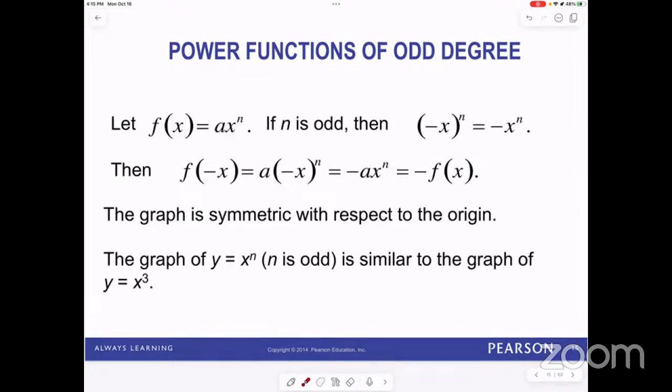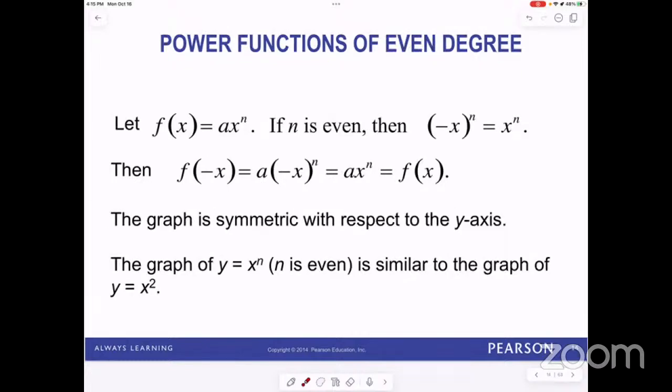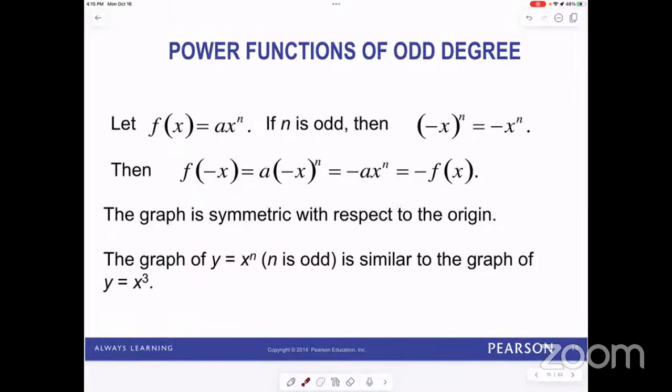Okay, so a quick recap. Whenever we evaluate f of negative x and we get back to the original, that's the definition of a function being even. And when we evaluate f of negative x and we get a negative times the original, that's the definition of a function being odd. Even means y-axis symmetry, odd means origin symmetry.